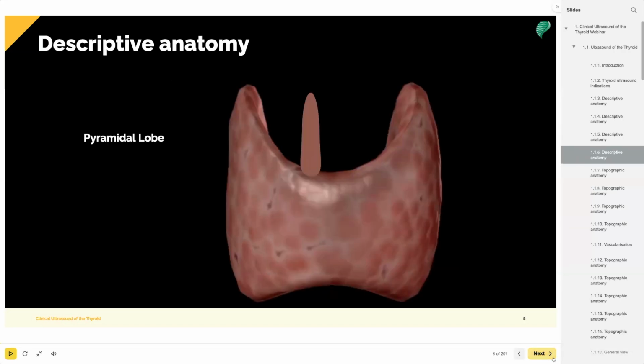This next slide here, we will see the pyramidal lobe. I have seen this lobe, but very, very rarely. I feel like it's important to know that it exists and that it is there because let's say you see that in your ultrasounds, you would want to know that that is a normal anatomy as opposed to a pathology or some type of inflammation.